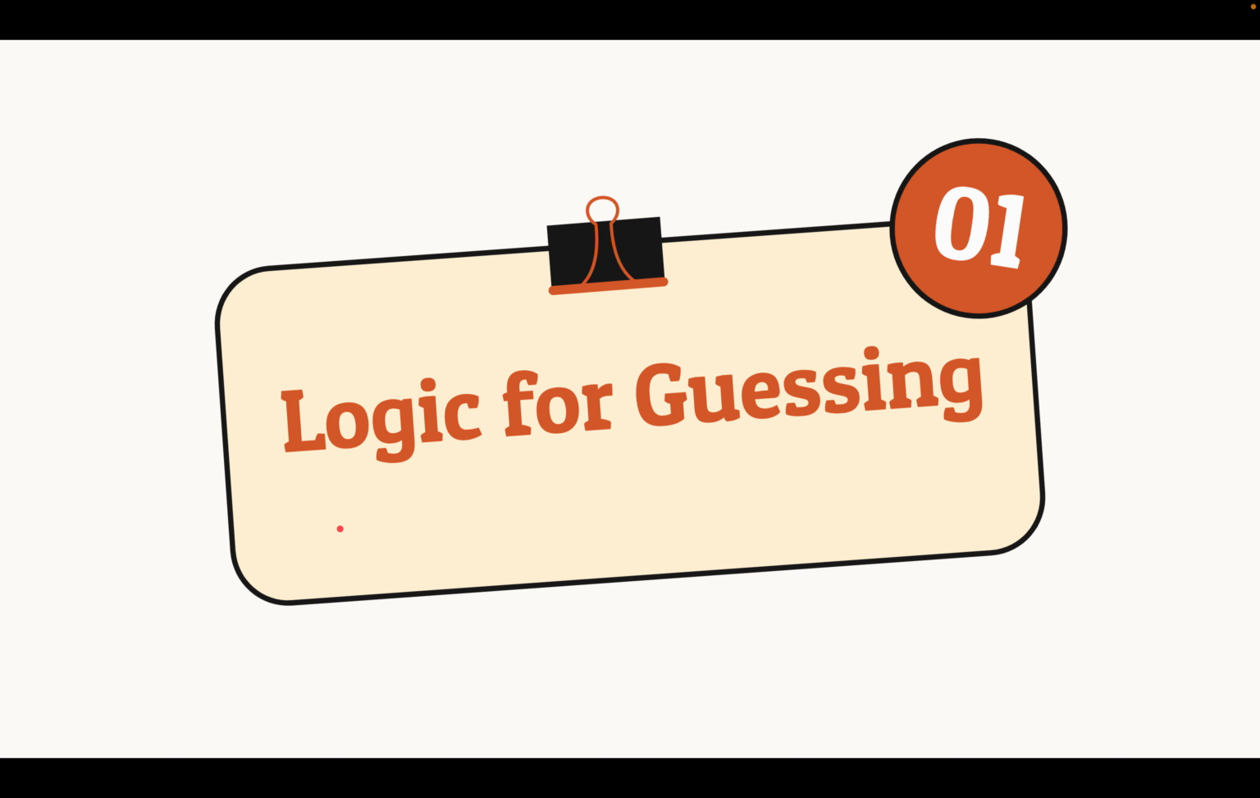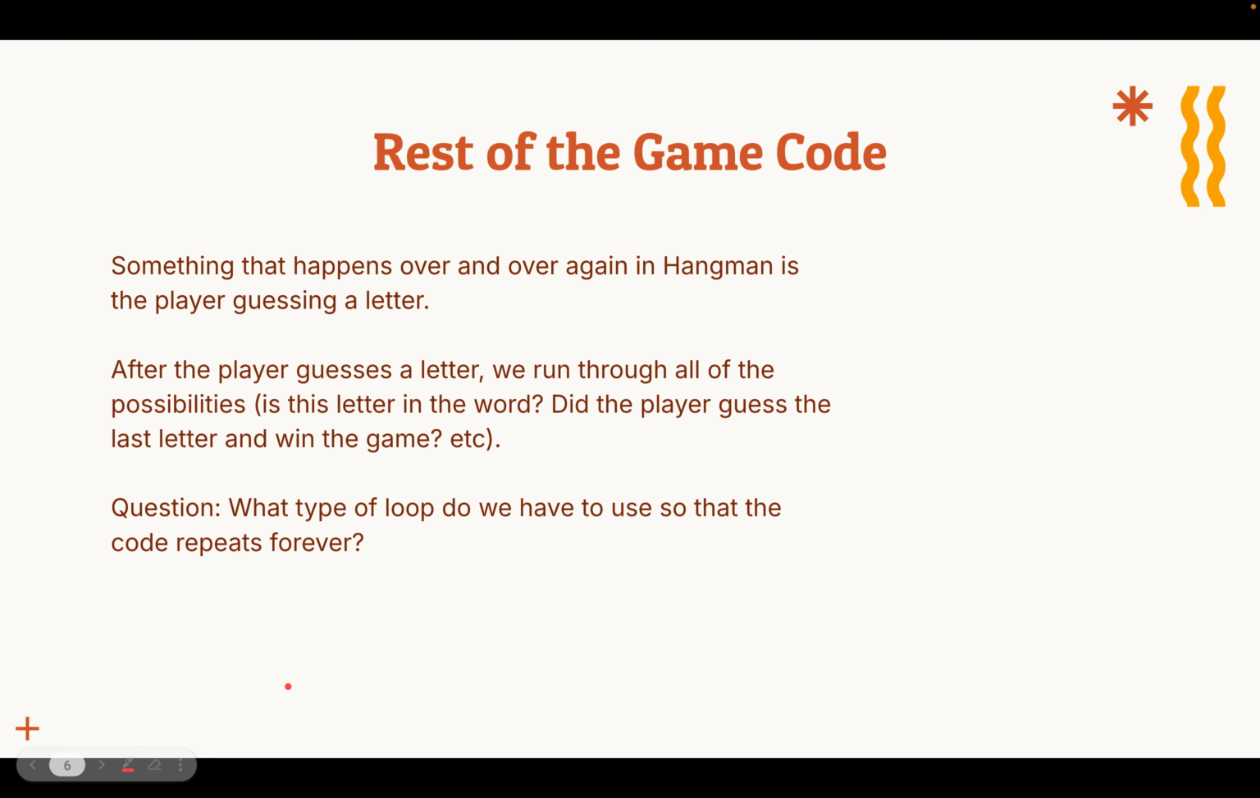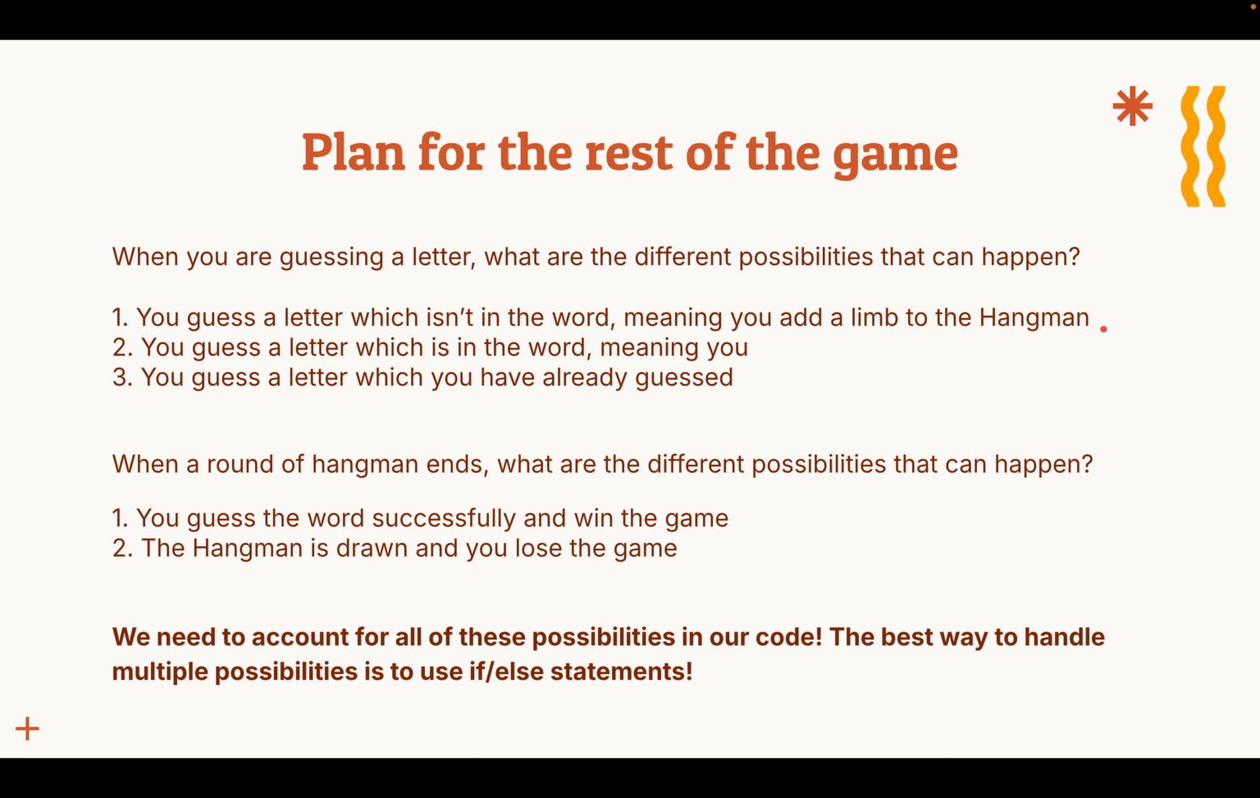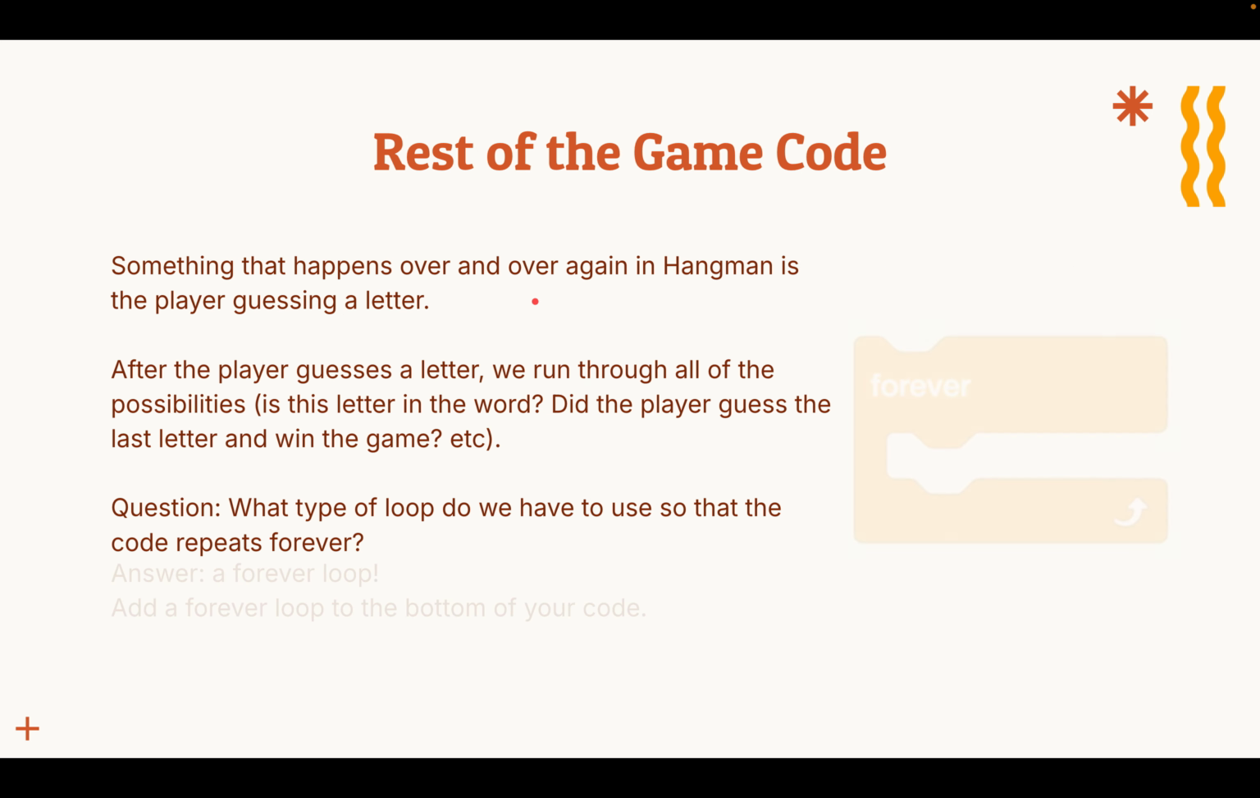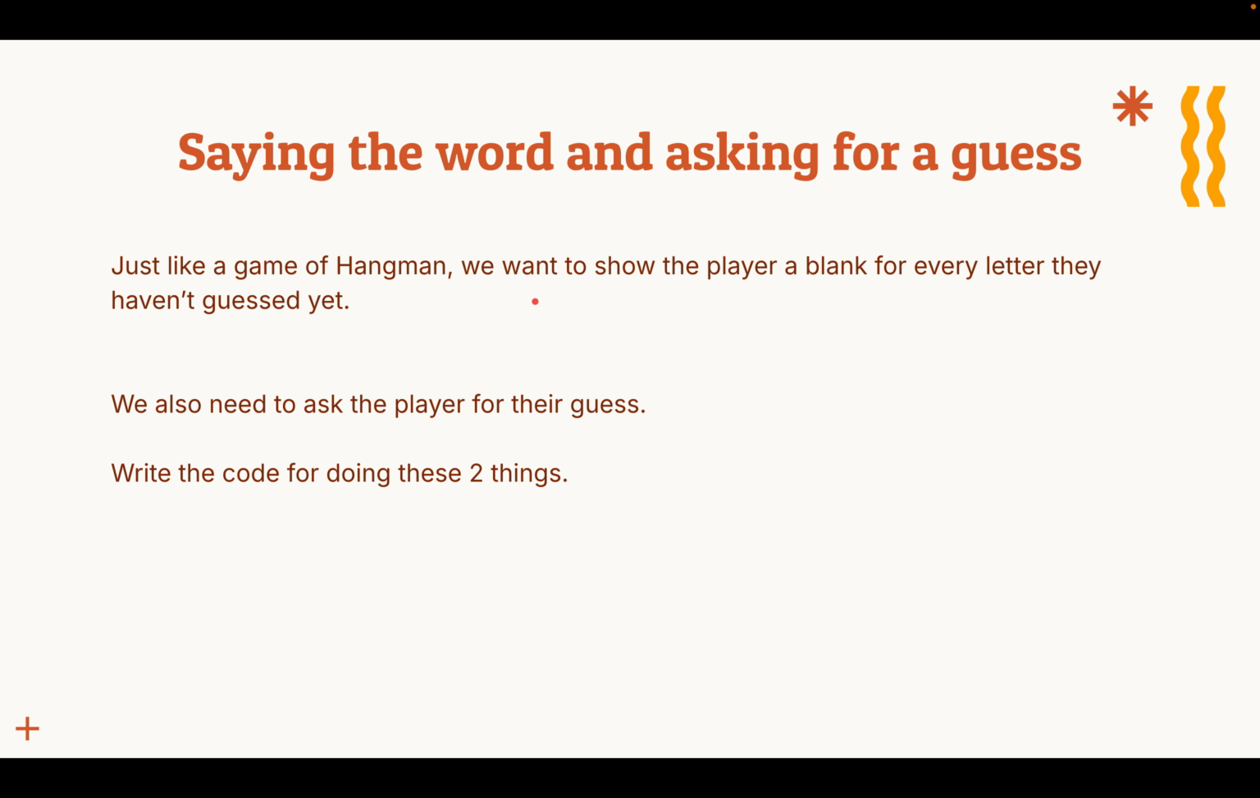Let's start off by going over the logic for guessing. So that would be these three possibilities over here, which is what happens when a player guesses a letter. We're going to code those possibilities now. So before we can even code those possibilities, we have to actually say the word and ask for a guess. Just like in a game of Hangman, we want to show the player a blank for every letter they haven't guessed yet. And we also need to ask the player for their guess.